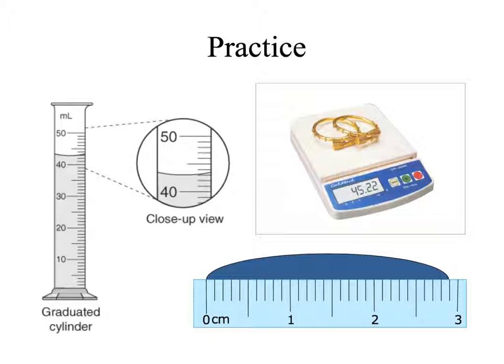So in science, sometimes we use a graduated cylinder, a device like this, to measure volume of a liquid. When we do that, we have to read what we call the meniscus. The meniscus is, if you look at the surface of the liquid, it kind of curves. That's the meniscus. The bottom right here is where we're going to read.